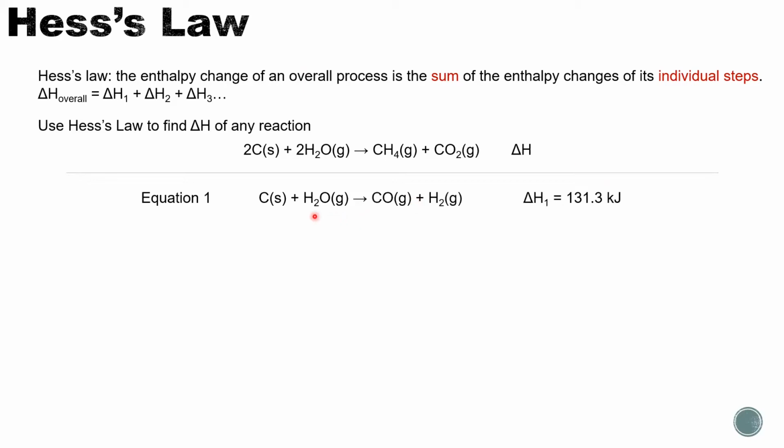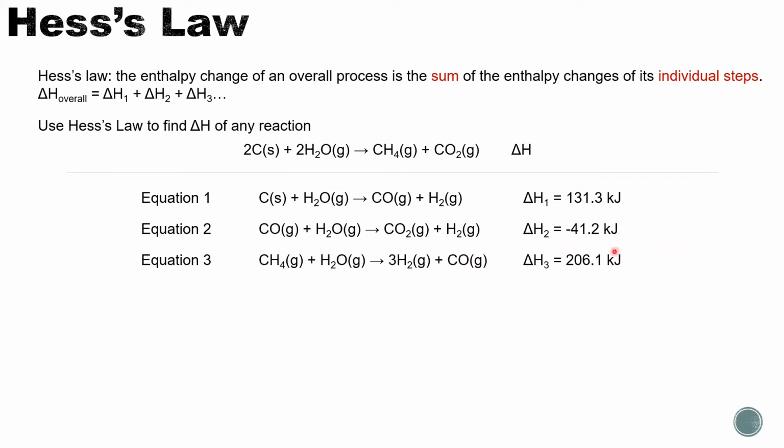Equation 1 is solid carbon plus water in gas phase to produce CO in gas phase and hydrogen in gas phase. And we know the enthalpy change of that reaction is 131.3 kilojoules per mole. The second individual step is CO in gas phase plus water in gas phase to produce CO2 in gas phase and hydrogen in gas phase. The enthalpy change of this second step is negative 41.2 kilojoules per mole.